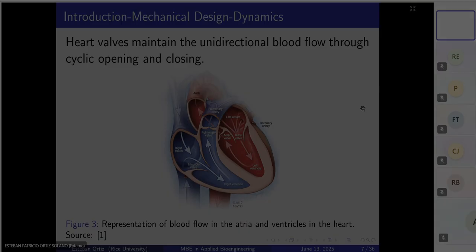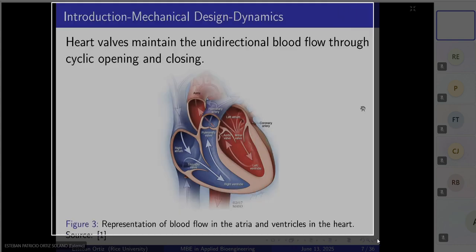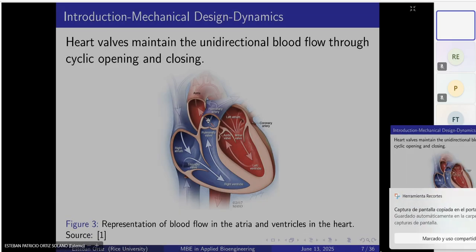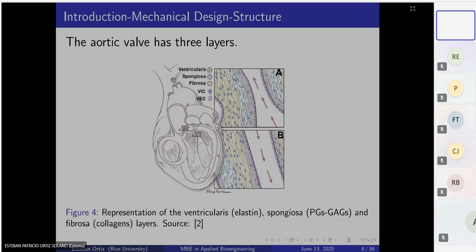As you can see here, this is the general movement of the blood flow during the heartbeat. Now that you understand the main kind of movement that you can find in the aortic valve, I just want you to keep in mind that the valves open because of the pressure differences. Now we need to understand the material.